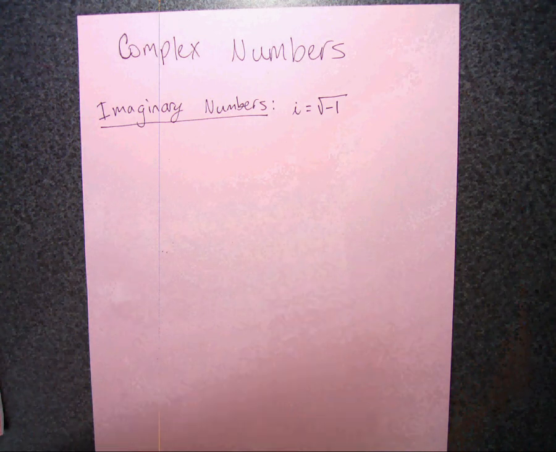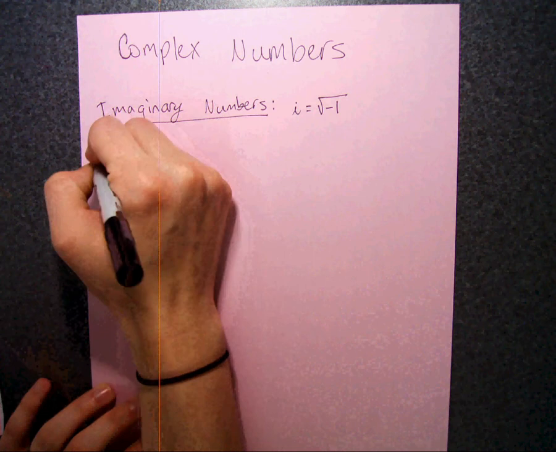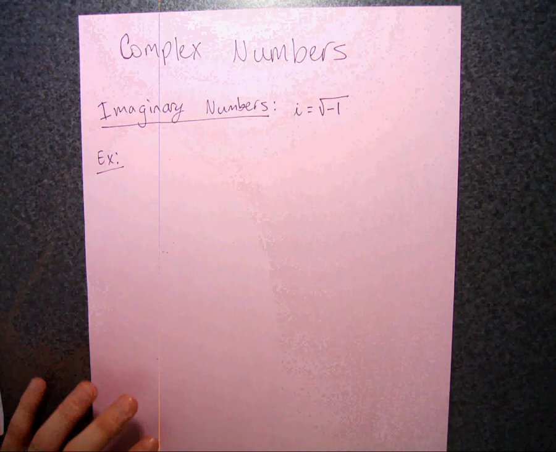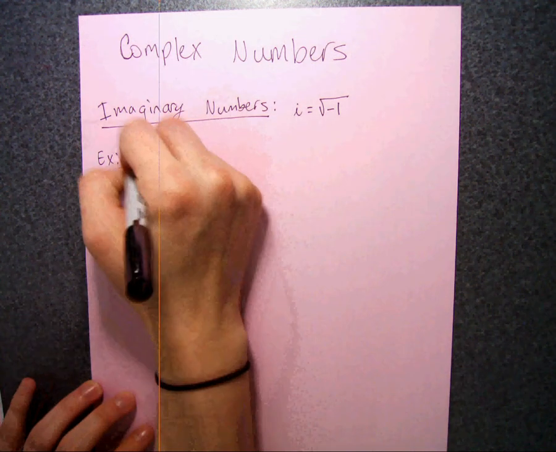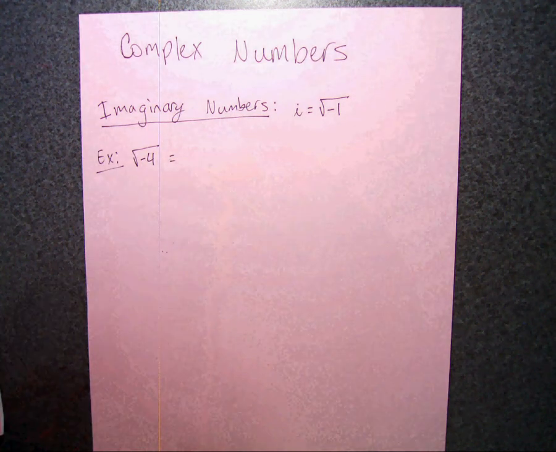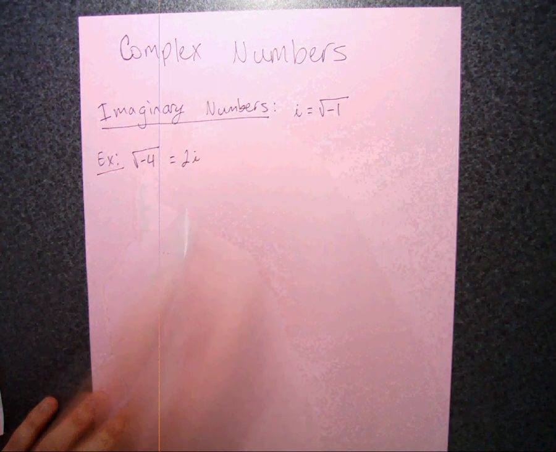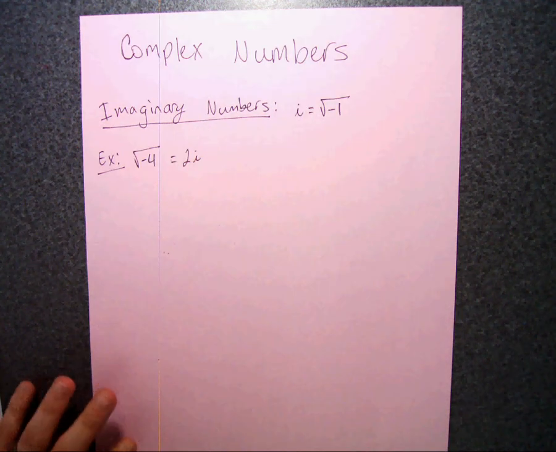Any other imaginary number comes from this i that we have defined. So, a quick example of where that's going to come from. Let's say I have the square root of -4. The square root of 4 is 2, so the square root of -4 is just 2i. That -1 comes out as i. We can simplify those pretty easily.